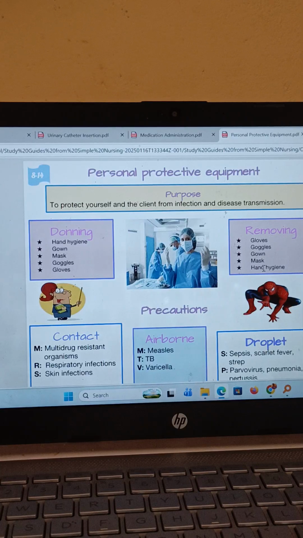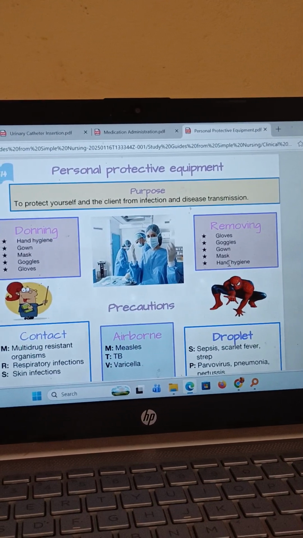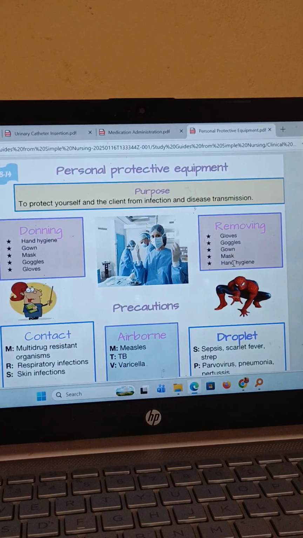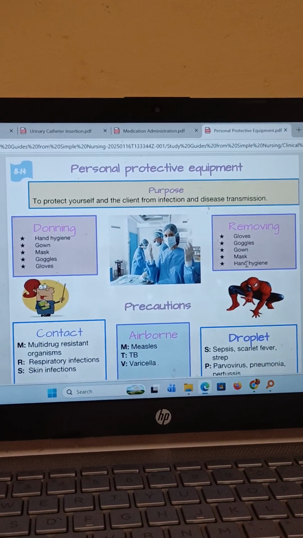Let's say now the procedure has finished. It means you cannot stay with the PPEs for a long period of time, so you're supposed to remove. Now what's the procedure of removing? We start with the gloves because at this point they are the ones that are not that clean. They're always affected. Then next we go to the goggles. After the goggles, we do the gown. After the gown, we do the mask. Then after the mask, we do hand hygiene. That's about removing the personal protective equipment.